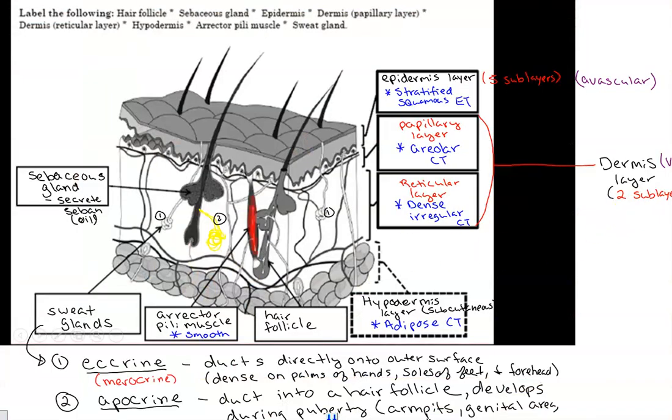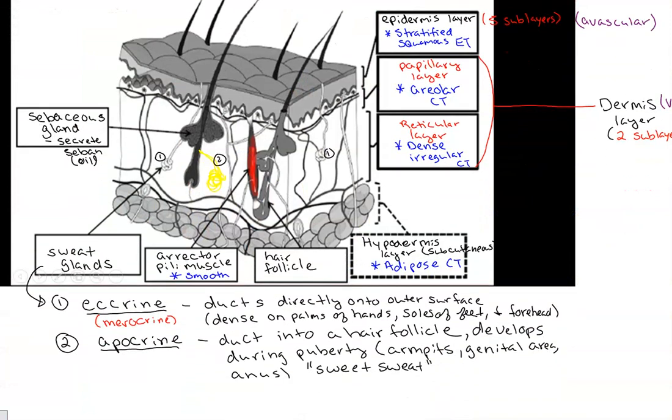So I've added these to your drawing here. So if you want to just add them here, and then I've got them in here as number 1. This one is going up behind. Might have labeled it over here a little bit better. Do you see this one here? That one's going directly to the surface. So going directly to the surface is an eccrine, which is a merocrine. Remember, it just spits up and it's fine.